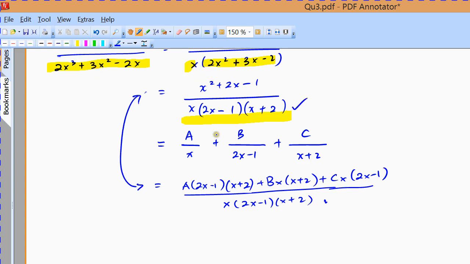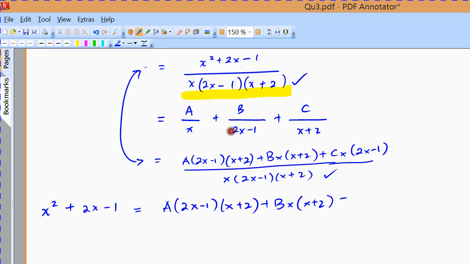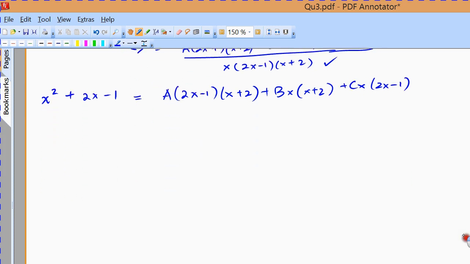Notice that the denominator is exactly the same, so this means I can equate the two numerators. So I get x squared plus 2x minus 1 is equal to a multiplied by 2x minus 1 multiplied by x plus 2, plus bx multiplied by x plus 2, plus cx multiplied by 2x minus 1. Now our job is just to find a, b and c.